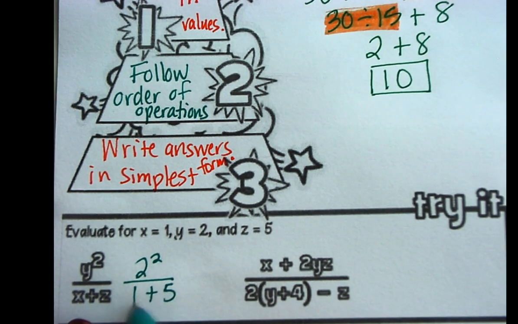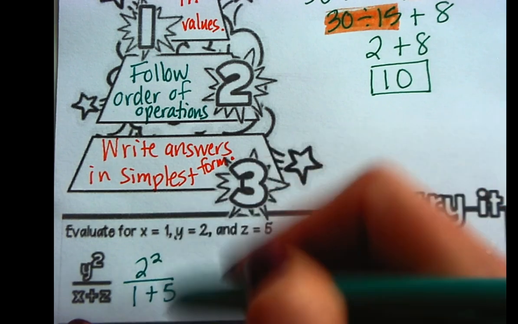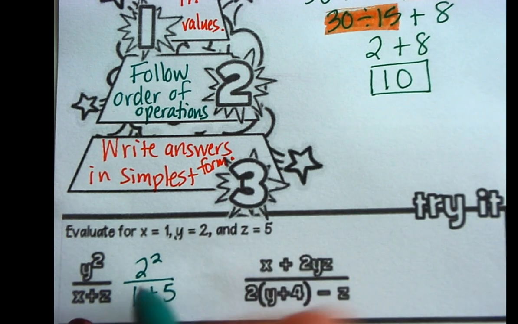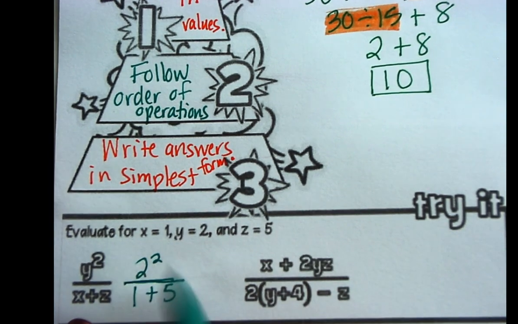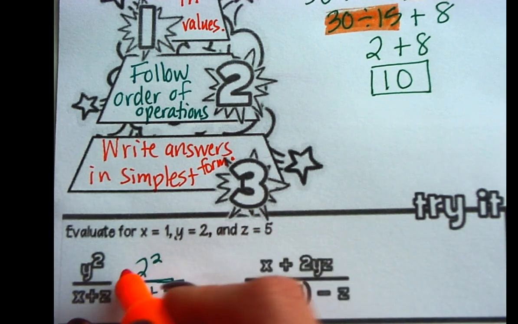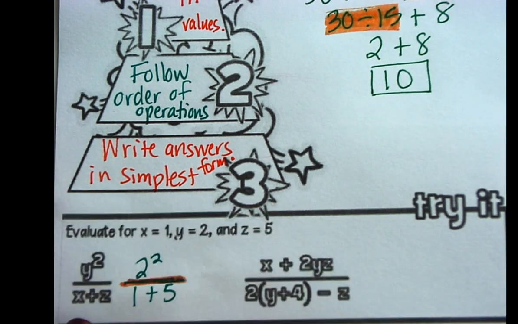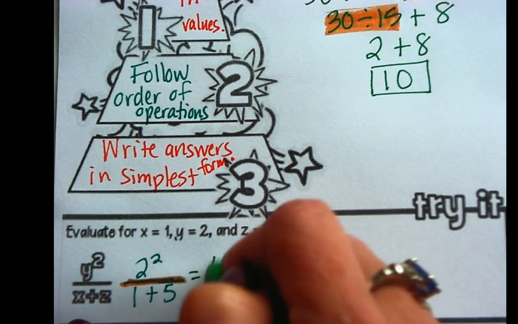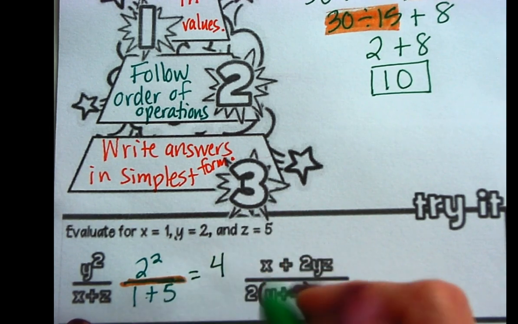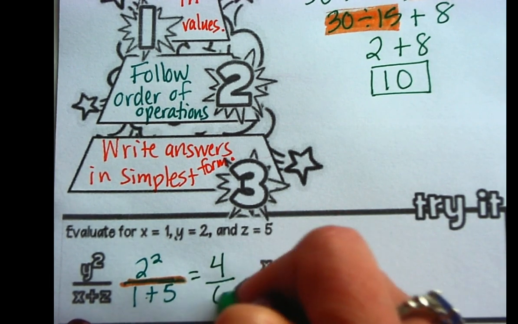Actually, I'd probably do the 1 plus 5 first. But I want you guys to see something. I want to show you, this is a little shortcut. You have 2 groupings, right? You have 2 squared and you have 1 plus 5. Because remember, our grouping is our fraction bar. That's a grouping symbol. So I can go ahead and simplify both of these in one step because they're on either side of the grouping symbol. So what's 2 squared? 4. And what's 1 plus 5? 6. So I get 4/6.